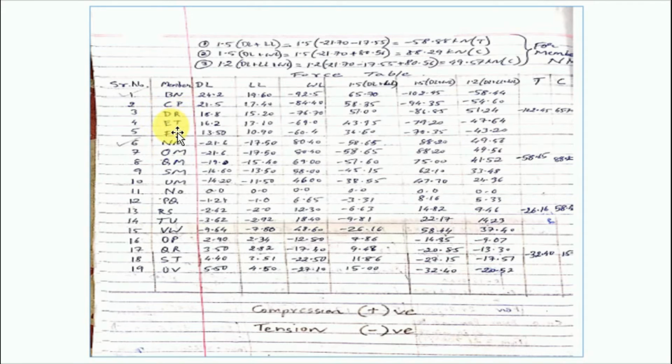Here are the member forces BN, CP, DR, ET, EV, NM, OM, QM, SM, UM, NO, PQ, RS, TU, VW, OP, QR, ST, UV. So these are the member forces: dead load, live load, wind load. This is the load combination. Finally, we are choosing tension or compression by its sign. So this tension and compression will be useful for the design of principal rafter and main ties.